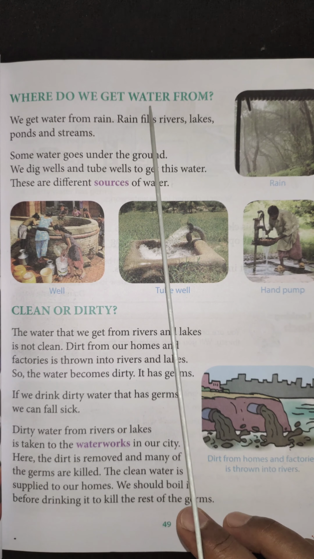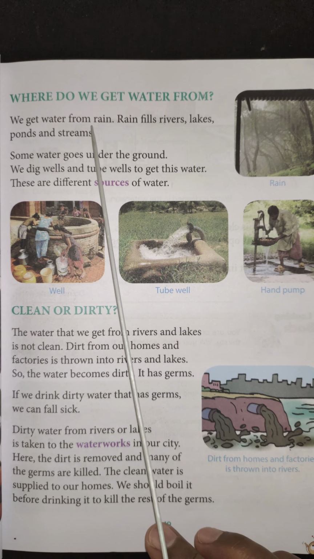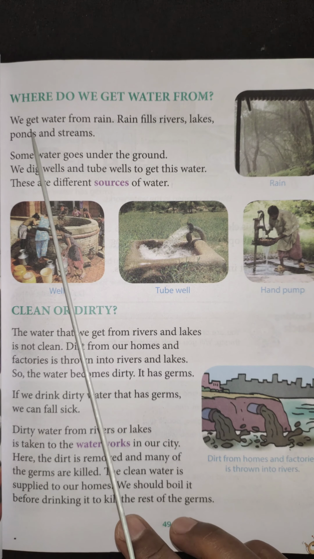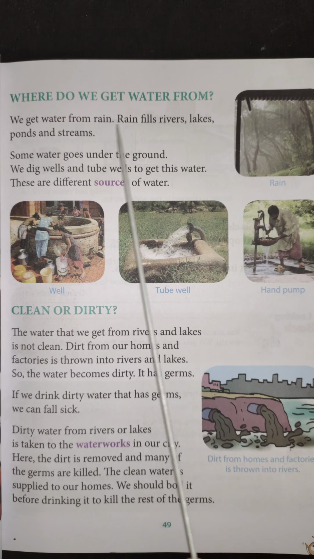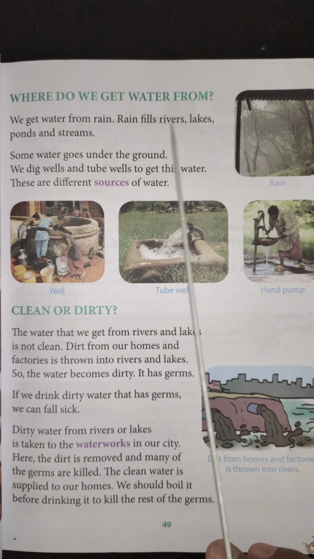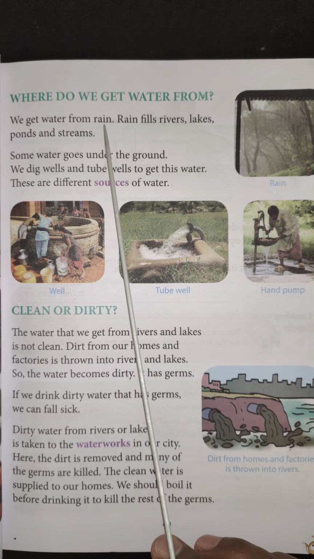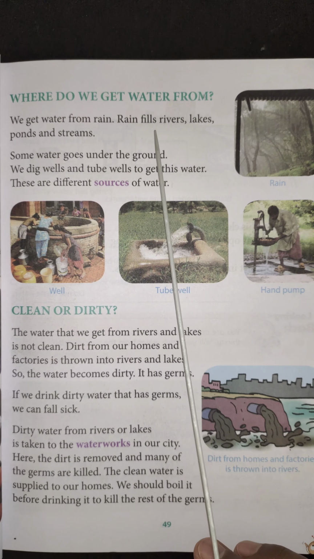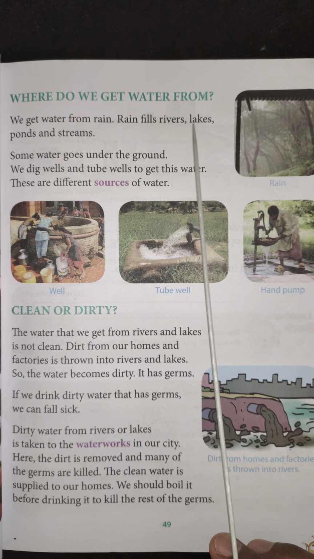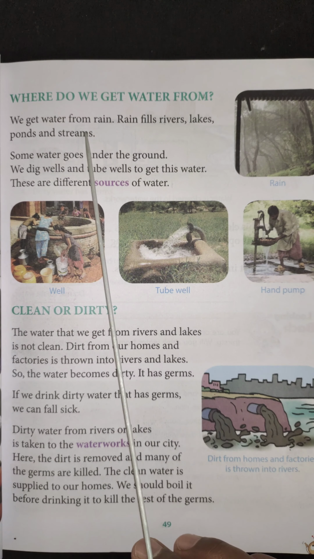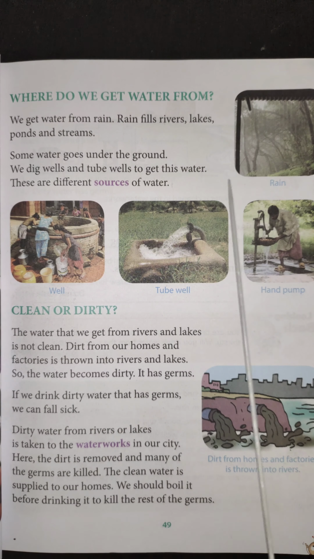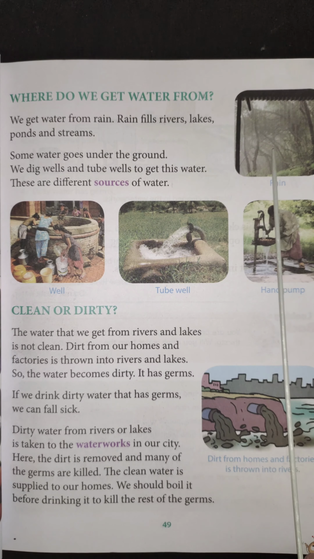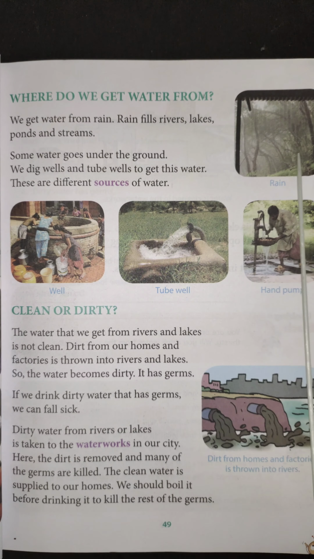Where do we get water from? We get water from rain. Mainly we get water from rain. Rain fills rivers, lakes, ponds and streams. Whenever it rains, water is filled in rivers, lakes, ponds and streams. You can see in this picture. So they have shown a picture where it's raining.